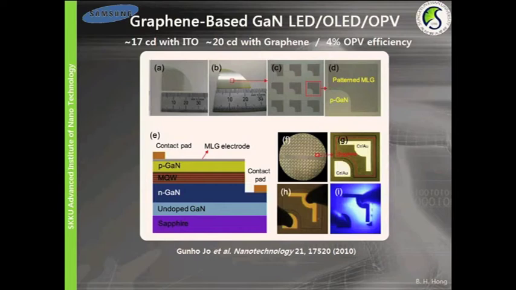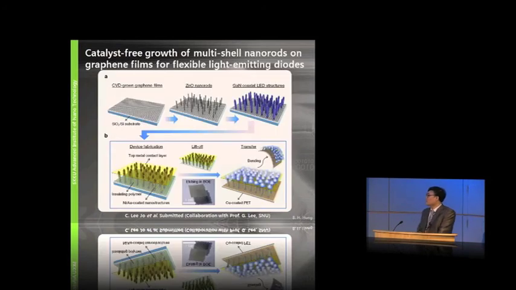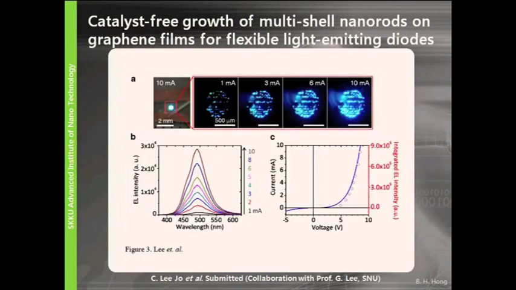So we demonstrate the use of graphene electrodes for the gallium nitride light-emitting devices. And recently, Professor Kyu-Chul Lee in Seoul National University grew the zinc oxide nanorod on top of the graphene without using any catalyst, and then made the multi-shell gallium nitride LED rod, and then they demonstrate their light-emitting performance is very nice.